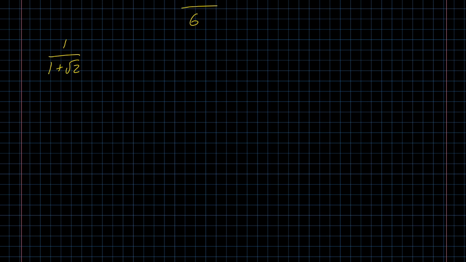And this technique is the conjugate. The conjugate of 1 plus square root of 2 is 1 minus square root of 2. So let's go ahead and multiply top and bottom by 1 minus square root of 2.